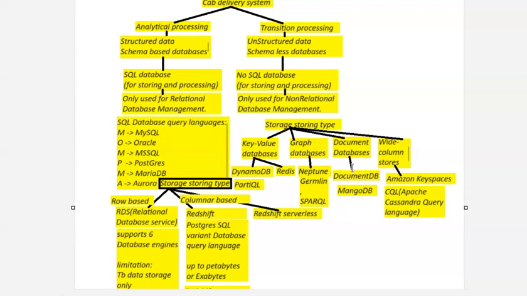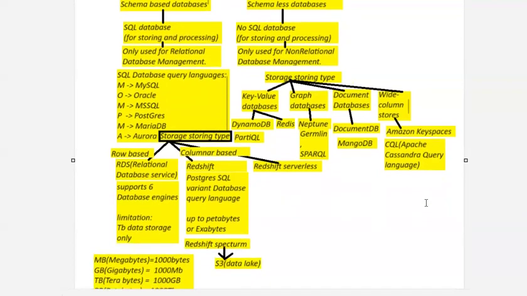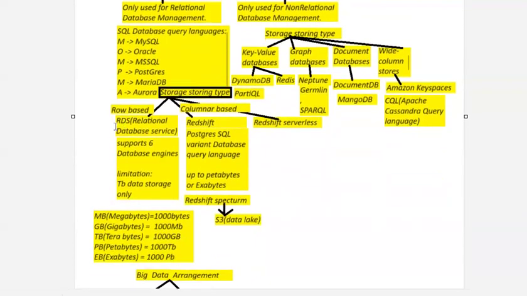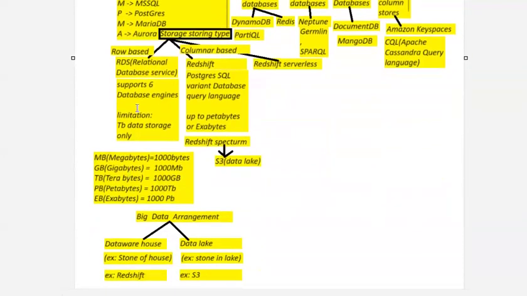If you use the DocumentDB service to store your data, then you can process your data by using MongoDB queries. And if you store your data in Keyspaces, then you can query your data by using CQL, that is Apache Cassandra Query Language. If you store your data in RDS, then based on the engine you choose while configuring RDS, you can process your data. If you choose Redshift, it provides a PostgreSQL variant database query language to process your data.